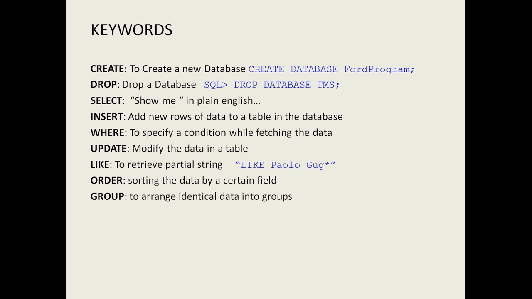Where, for example, is another. It's a conditional where you say, for example, show me all the artists where nationality is Spain. It will only show you the artists that are from Spain according to a table. Like, for example, is another. Show me all the records that start with the word Bruce. So you say like Bruce, and it will return Bruce Springsteen or whatever other artist. So the keywords are pretty simple.